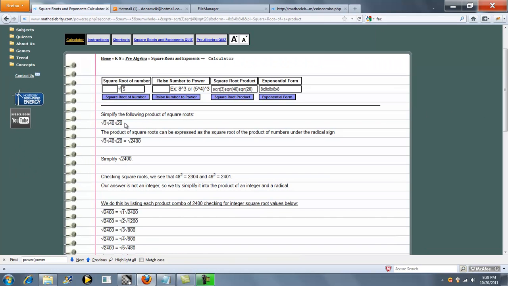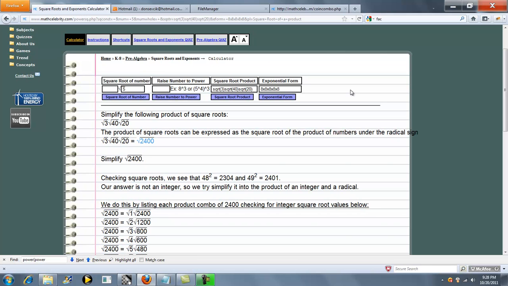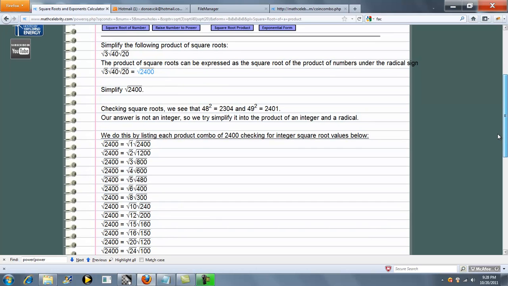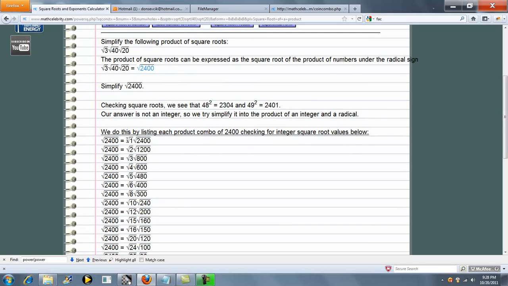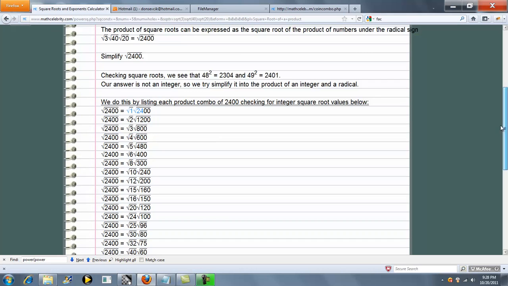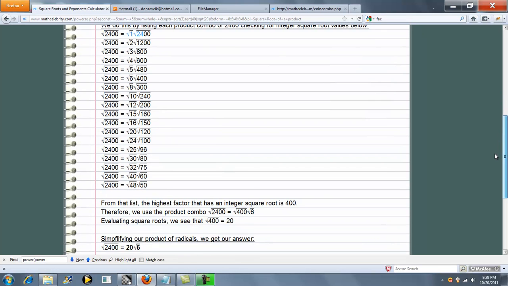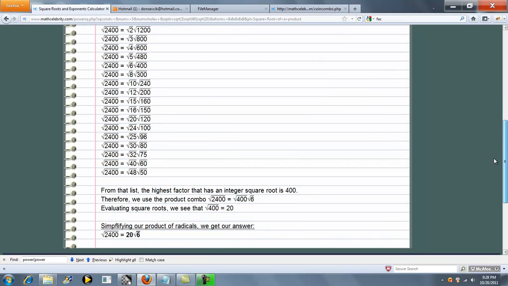So the first thing it does is list all your square roots, gets a product. Let me expand this a bit. And then it goes through a familiar step we saw earlier in the video. It's going to find the highest square root factor pair combo that has a perfect square. In this case, it's radical 400 times radical 6, which gives us 20 radical 6.